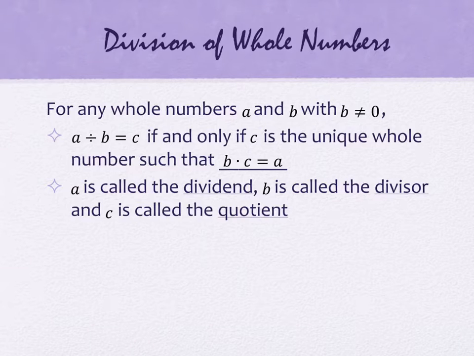For any whole numbers a and b, where b is not 0, a divided by b equals c if and only if c is the unique whole number such that b times c is equal to a. A is called the dividend, b is called the divisor, and c is called the quotient.